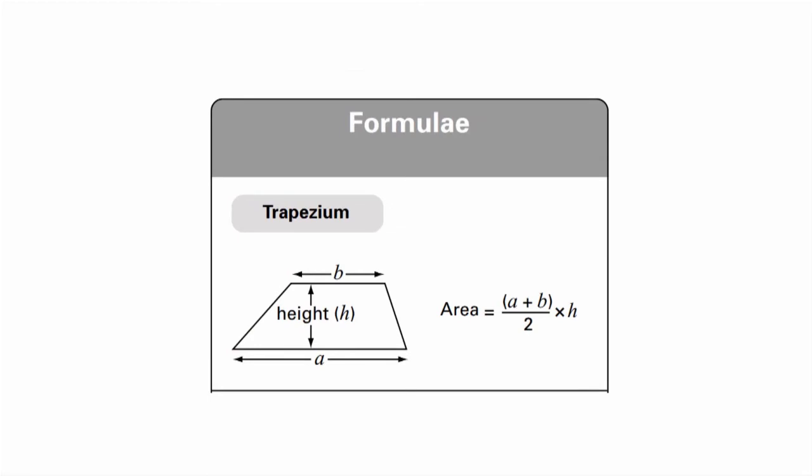And sometimes, if you're doing an exam, you might be given the formula in this format where they use letters instead of words. So in this case, the top or the short length is B, and the side parallel to that, which is longer, is A. So in the formula, we're finding the average of A and B by adding them together and dividing by 2, and then multiply that by the height or the distance between those parallel lines.